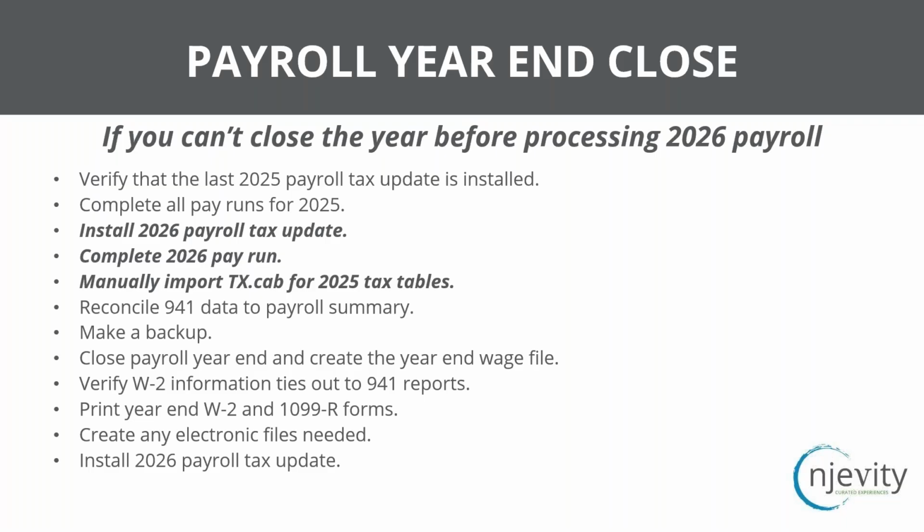You're going to reconcile the 941 to the payroll summary, make a backup, close the payroll year-end, create the wage file, verify all the W-2 information, print all your forms, create any electronic files, and then you're going to reinstall that 2026 payroll tax update. So basically, you're putting in the 2026 tax rates for that first run in 2026, and then you're backing them out so that you can do your normal year-end closing process.